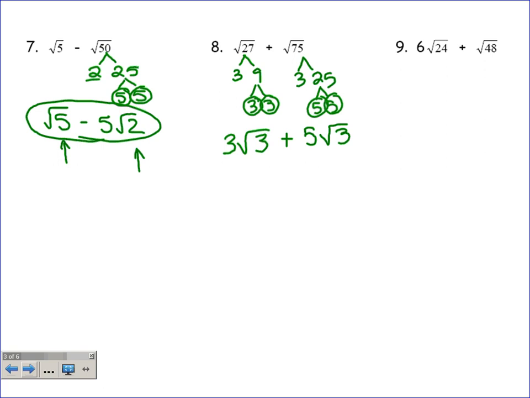So, we have 3 square root of 3s and 5 square root of 3s. How many square root of 3s do we have? 8. Okay, you just add 3 and 5 together. You're adding them together. So you have 8 square root of 3.